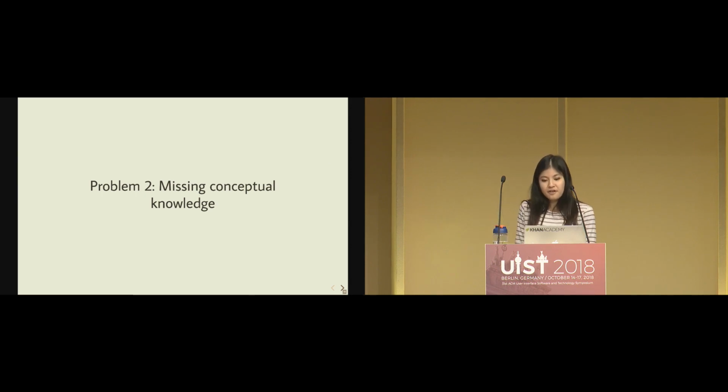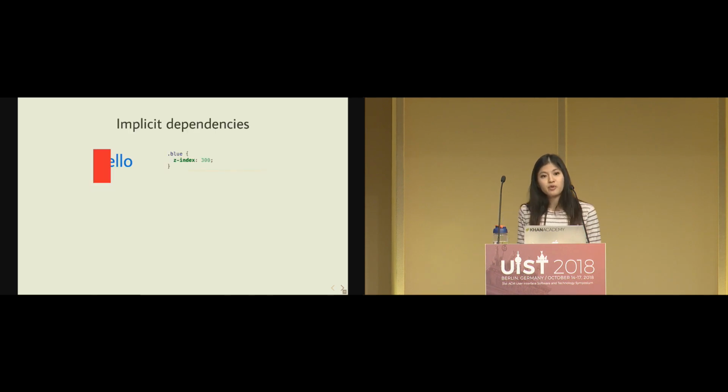So what we saw was that novices particularly struggled to understand how multiple properties work together to produce a single visual outcome. The example I want to talk about, we call implicit dependencies. So here I have on the left some text, hello, and it's been occluded by this red div. And so I'd like to bring the text to the front of the display.